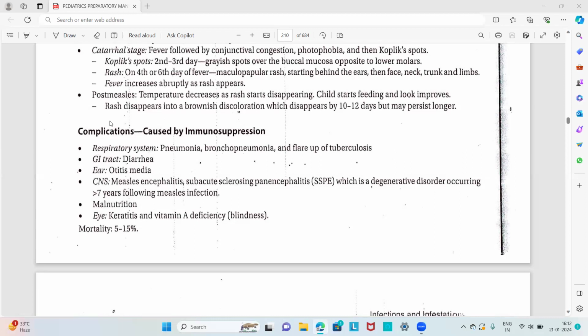Then in the GI tract, the child suffers from diarrhea; in the ear, otitis media; in the CNS, measles encephalitis and subacute sclerosing panencephalitis, which is a degenerative disorder occurring more than 7 years following the measles infection. This is the most important complication following measles infection. It is usually asked as a 1 mark question.